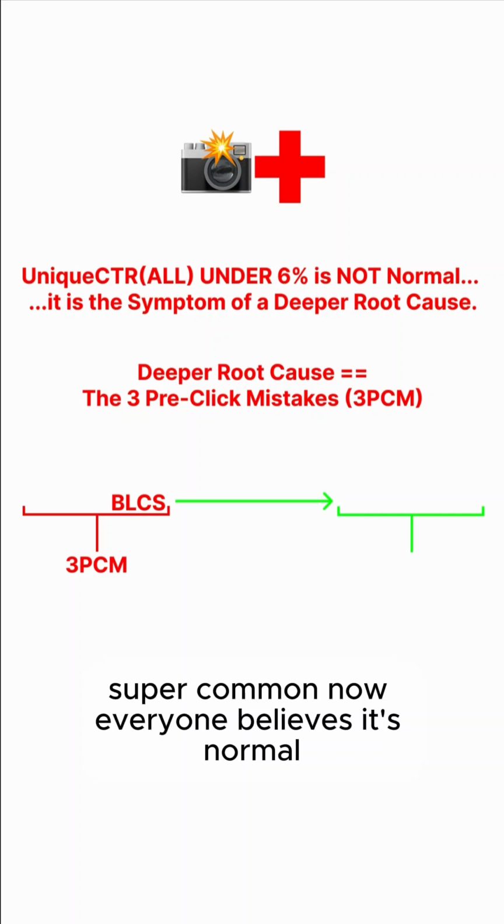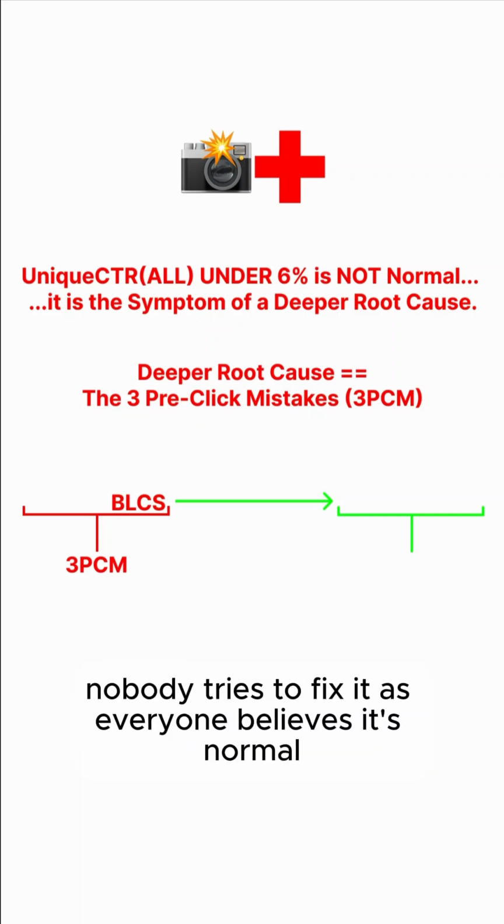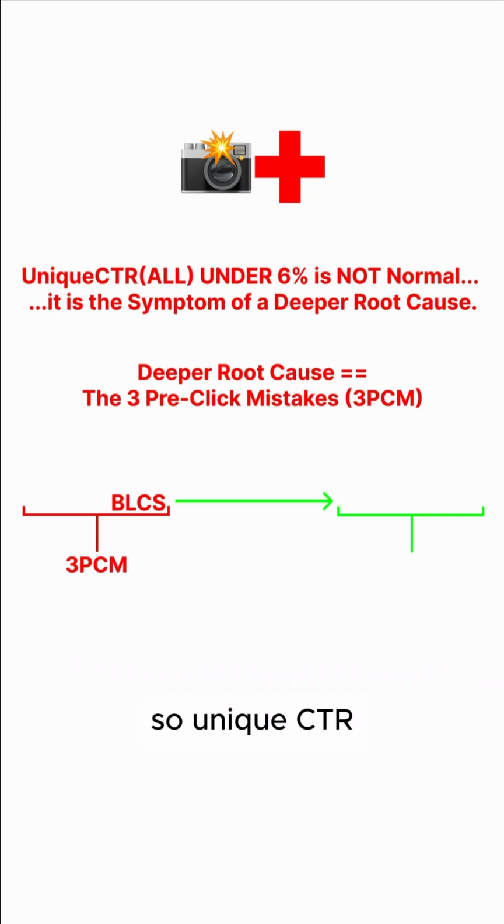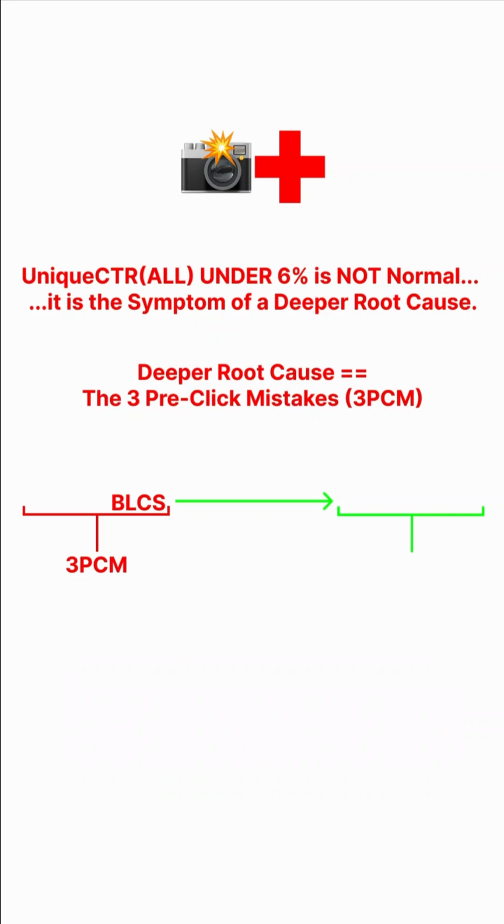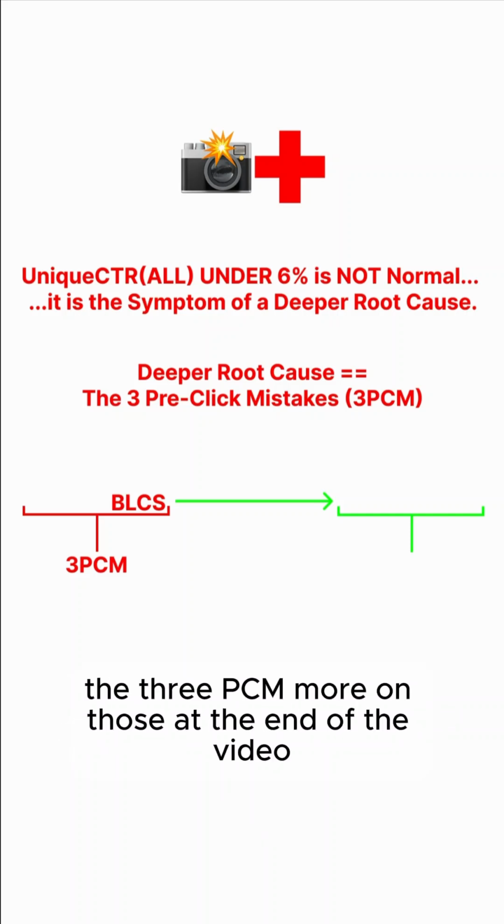Super common now. Everyone believes it's normal. Everyone just leaves it alone. Nobody tries to fix it. Everyone believes it's normal, but it's because everyone missed the deeper root cause. So unique CTR under 6% is actually the symptom of a deeper root cause. That deeper root cause is the 3 pre-click mistakes, the 3 PCM. More on those at the end of the video.